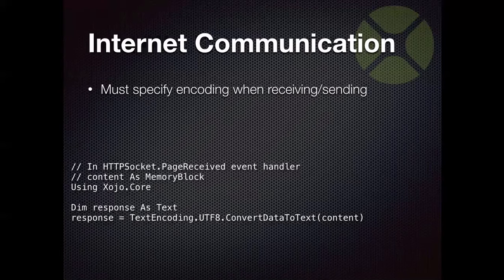So I can just create some text. I call it response, and I can say, all right, I want to take a UTF-8 encoding, call its convert data to text method, and convert the binary content. So that essentially is taking the binary content data and converting it to text, assuming that that binary data is text that was encoded with UTF-8. And then again, once this step is done, I now have this response variable, and it just contains text. I don't care anything about what its encoding originally was. It's now in text. It's Unicode. I can do whatever I want with it.